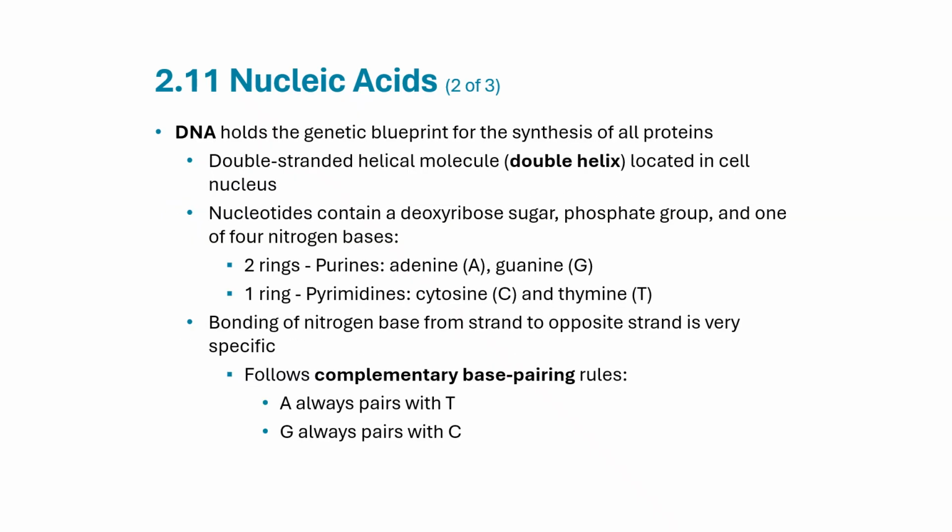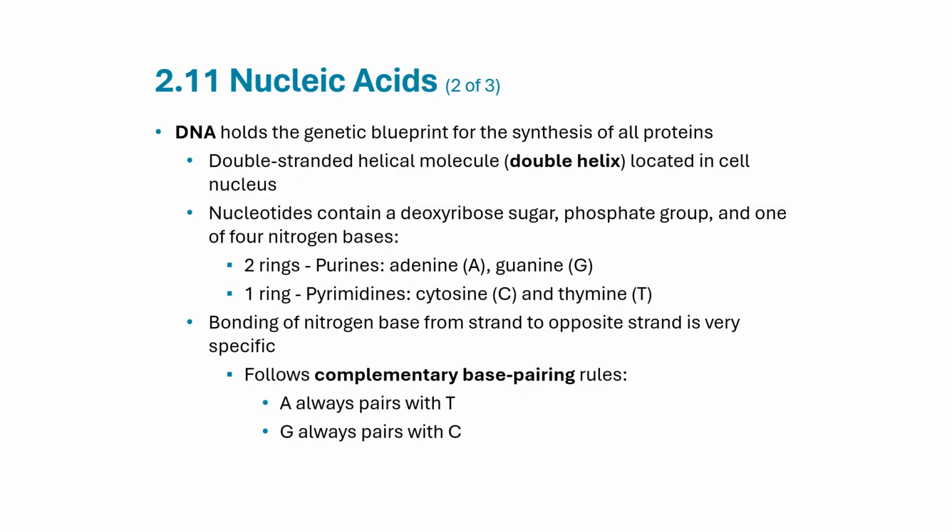So our DNA is what holds our blueprint or our roadmap for the synthesis of all proteins in our body. It is a double-stranded helix or a double helix located in the nucleus of all of our cells. The nucleotides contain deoxyribose sugar, a phosphate group, and one of 4 nitrogenous bases. So you're going to see a picture next that has 2 rings. Those are called purines, and that holds adenine and guanine. Where there's 1 ring, that's going to be a pyrimidine, which is going to hold cytosine and thymine.